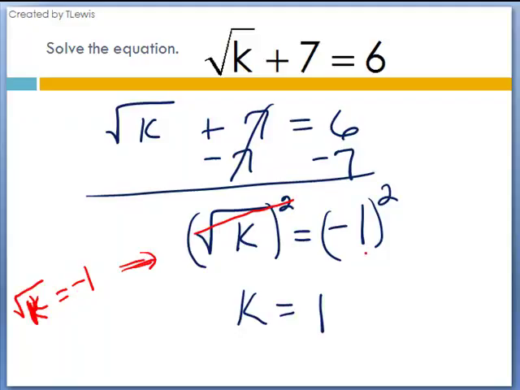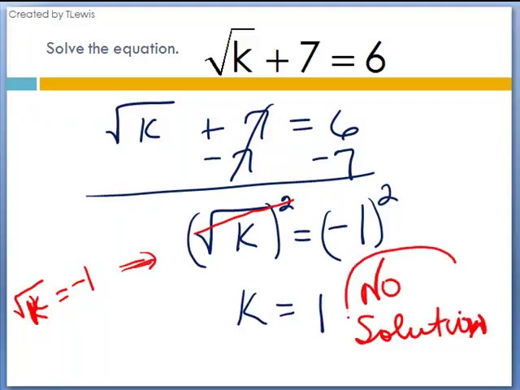So our solution, we would say no solution. We don't have an answer. And that is an N. Okay, no solution.